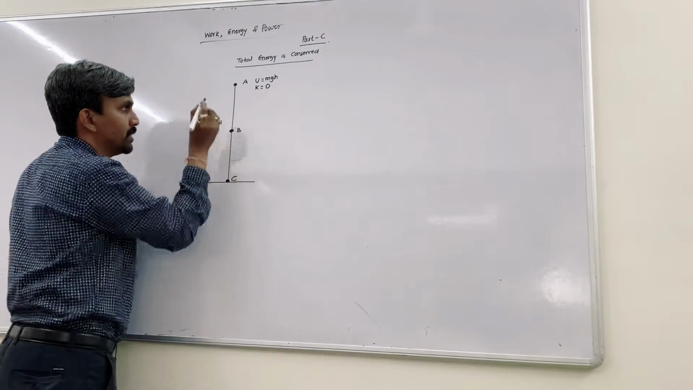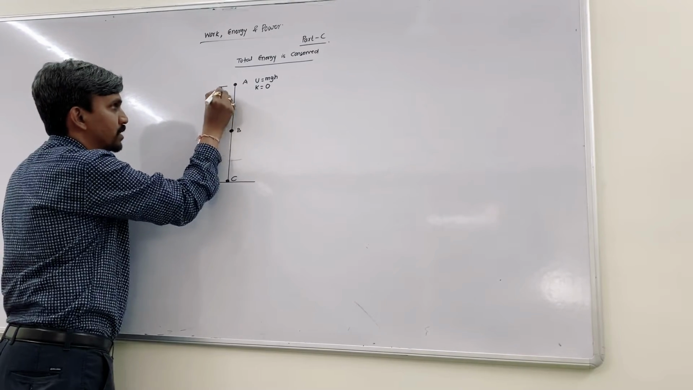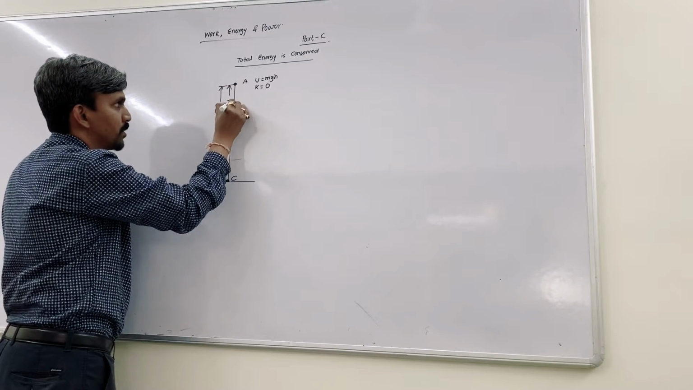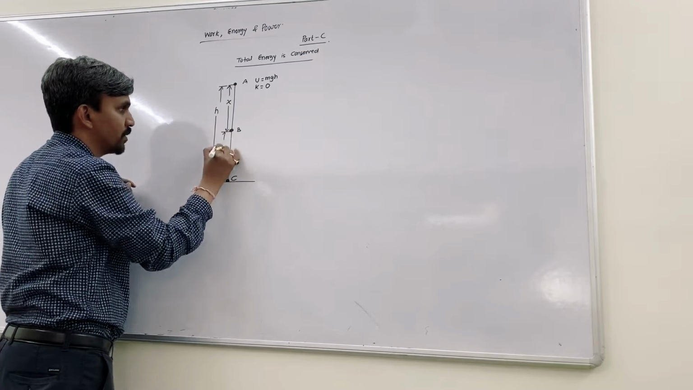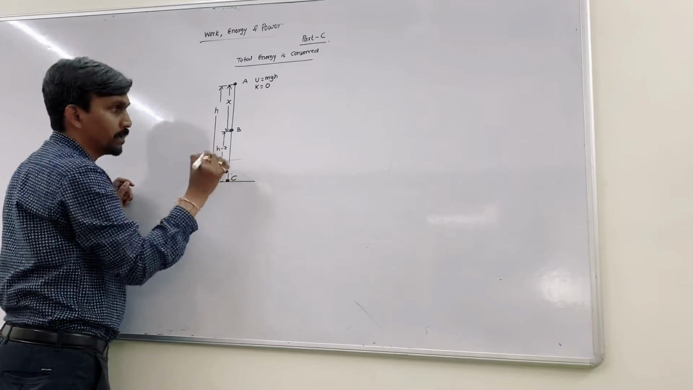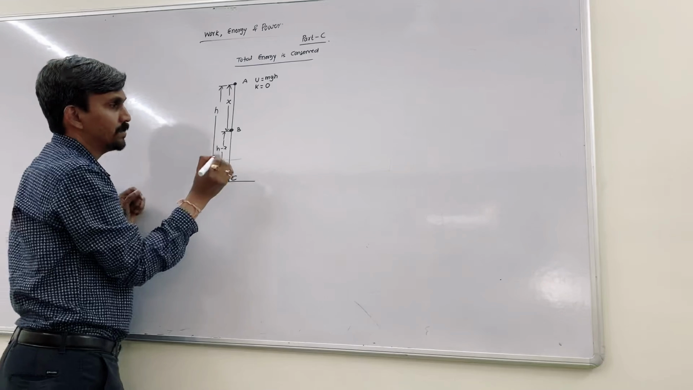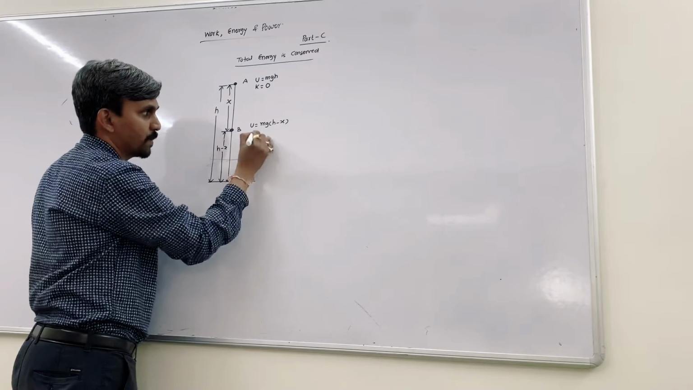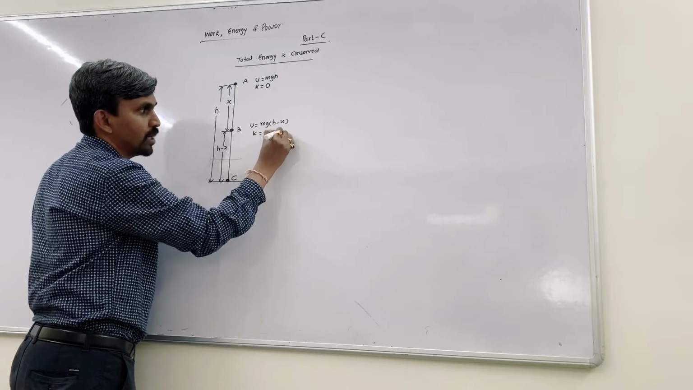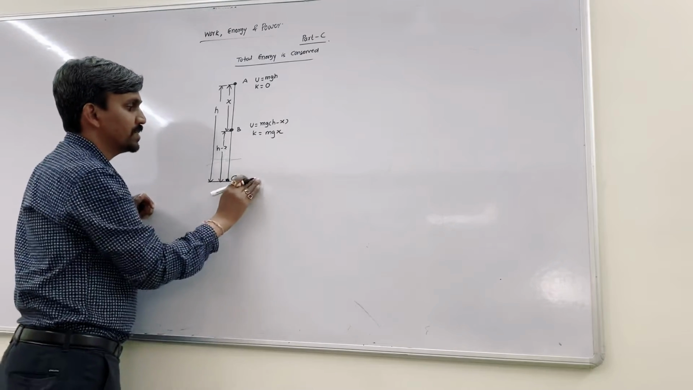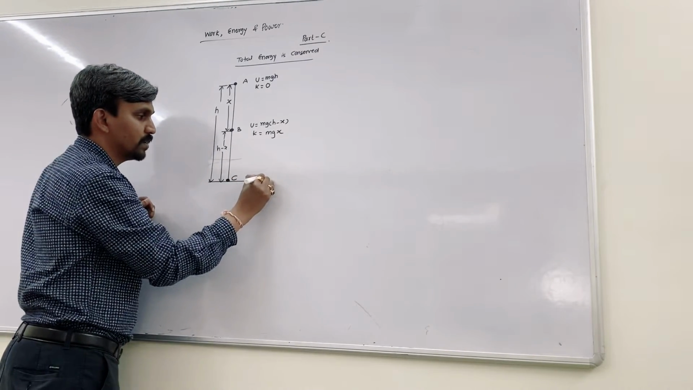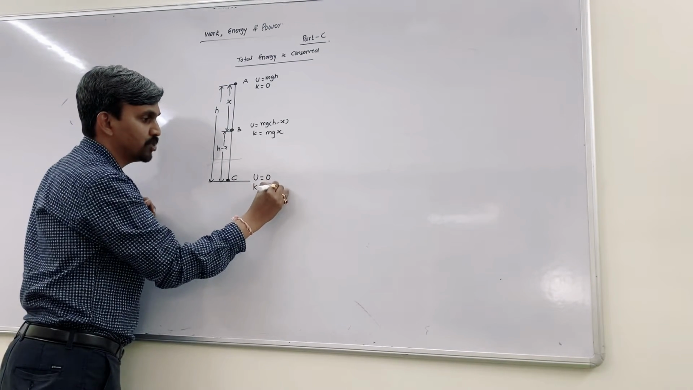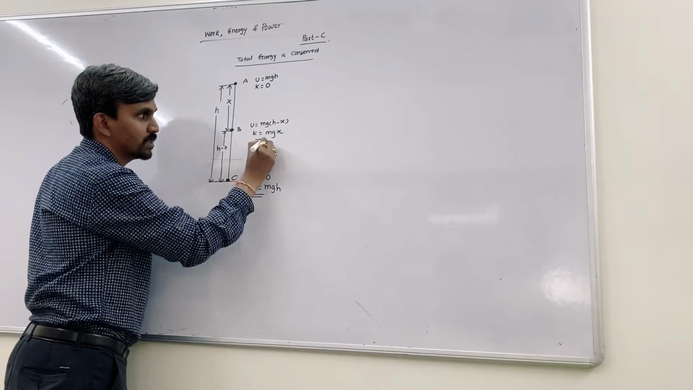So at point B, say initially displacement will be h. From A to B, displacement will be x. So the remaining height will be h minus x. Now when the body is at point B, it possesses both: potential energy U is equal to mg(h minus x), and kinetic energy will be mgx, right? When the body is at point C, it possesses only kinetic energy, potential energy will be zero. Kinetic energy will be mgh. We have to prove this part as well as this one, right?